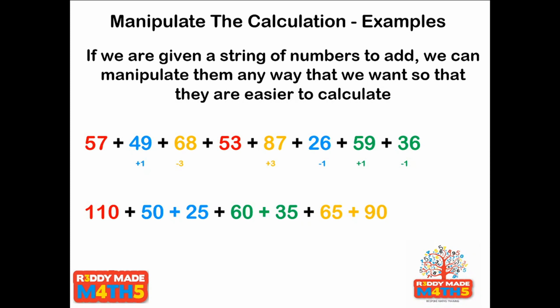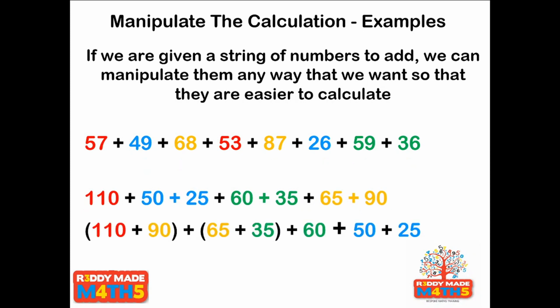The final example, I could have gone either way here. I could have passed a 2 to the 68 or a 3 to the 87. I decided to go for 65 and 90 because I spotted the 110 at the start, so I thought I'd rather have a 90 than an 85. From that point, you can see that every single answer now is a multiple of 5. I then put the 110 with the 90, that gave me 200. I added the 65 and 35 together, which gave me another 100, that's 300.